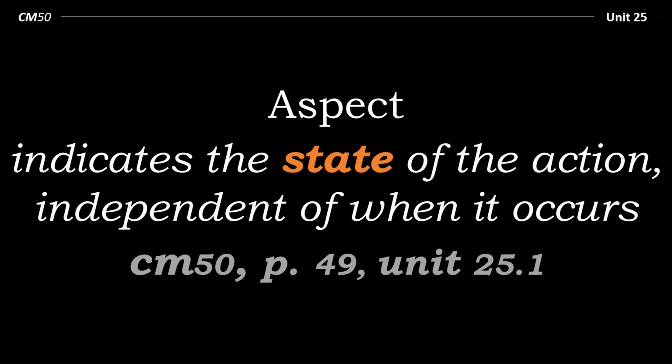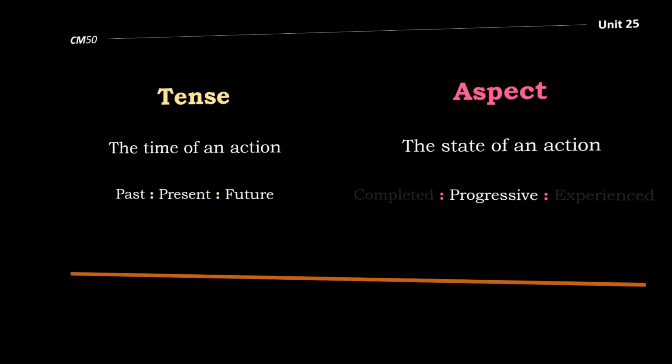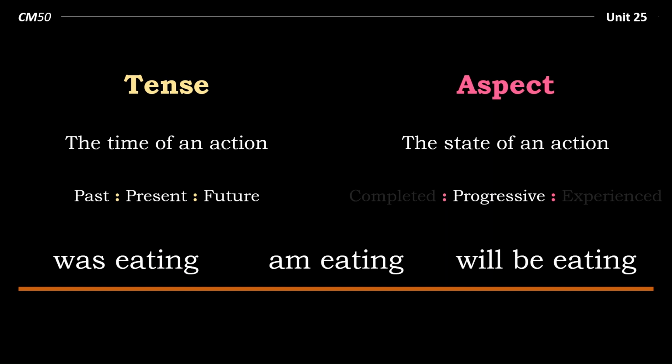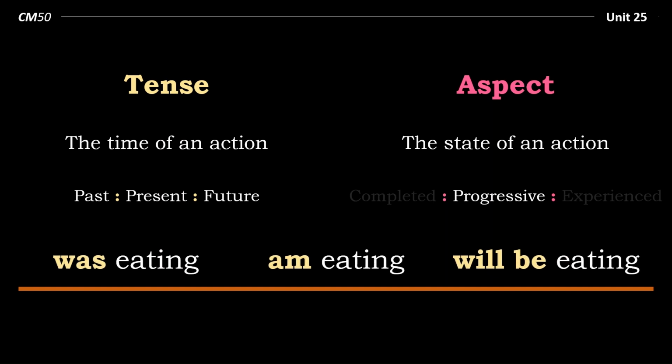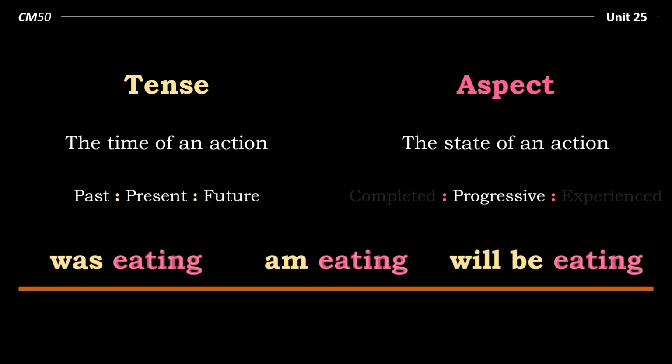So that brings us back to this point. Aspect indicates the state of the action independent of when it occurs. So here we saw was eating, am eating, will be eating. The to be verb is what told us the tense. It conjugated, it changed form to tell us whether it was the past, present, or future. Was, past tense, am, present tense, and will be, future tense. But the aspect, in this case the ing, stayed exactly the same for all of those three tenses.